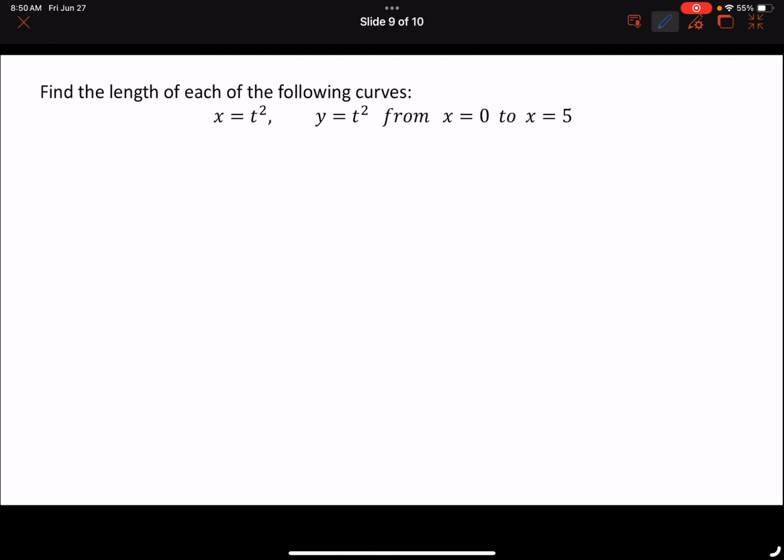Now let's have the parametric form. X is equal to t squared, y equal to t squared, from t equal to 0 to t equal to 5. So we can have dx over dt equal to 2t and dy over dt also equal to 2t from t equal to 0 to t equal to 5.